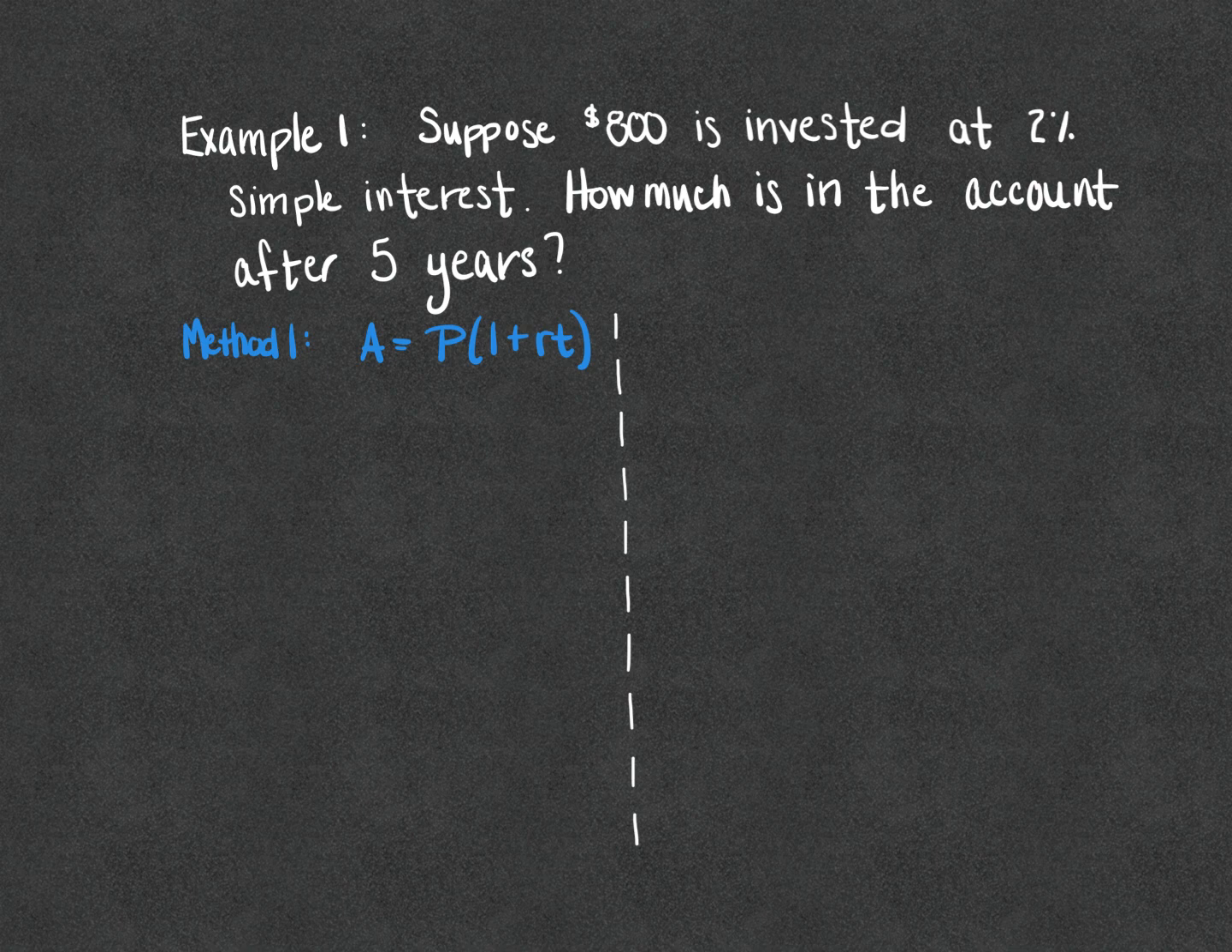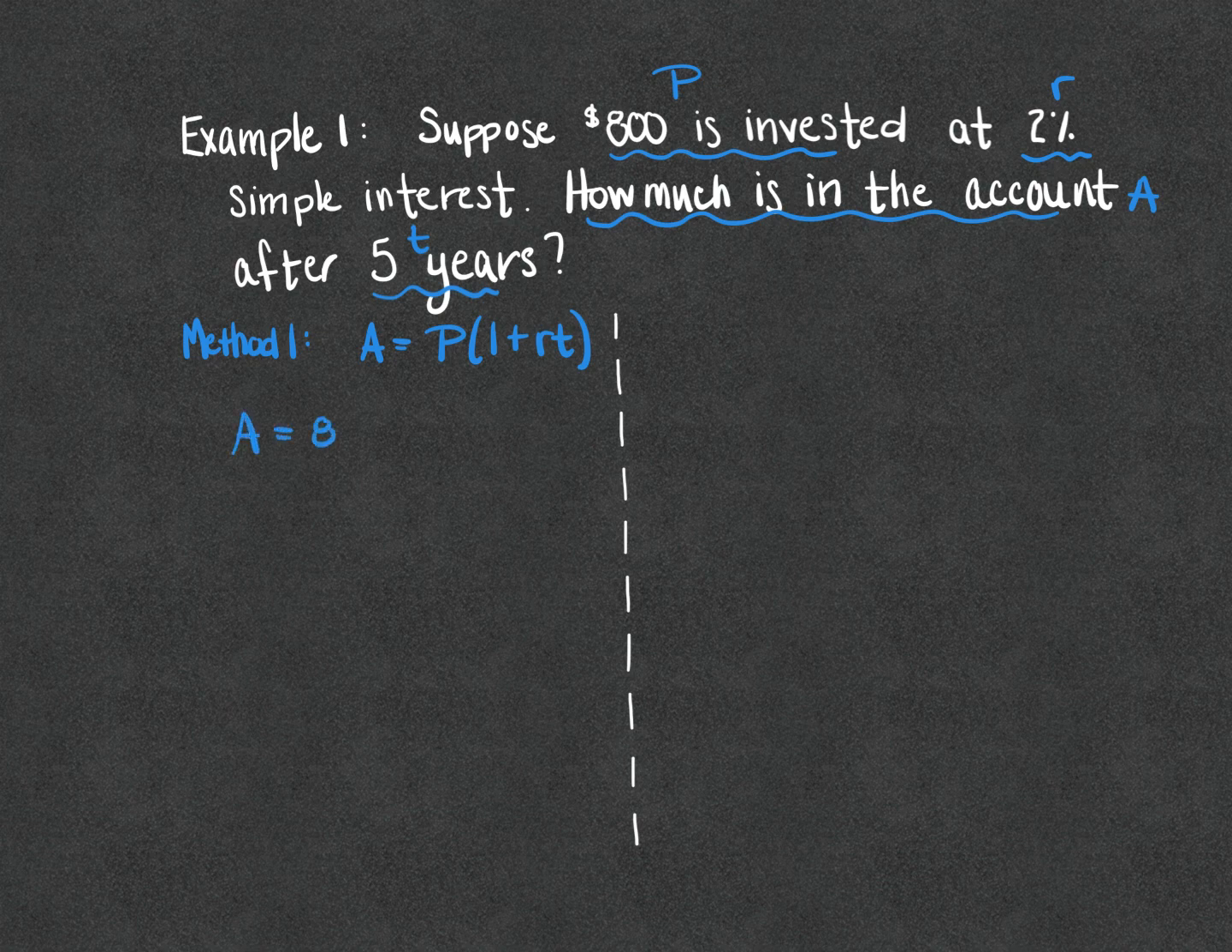So if we have $800 that is invested, that is our principal, 2% is our interest rate, and then how much is in the account after 5 years? 5 years is our time. And then when it says how much is in the account, that is A. That's A, the future value. So we're looking for A.